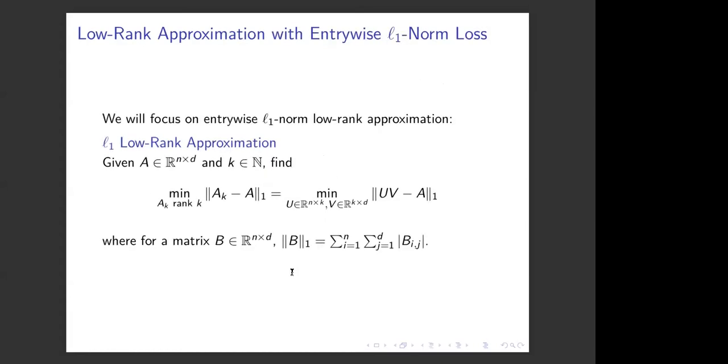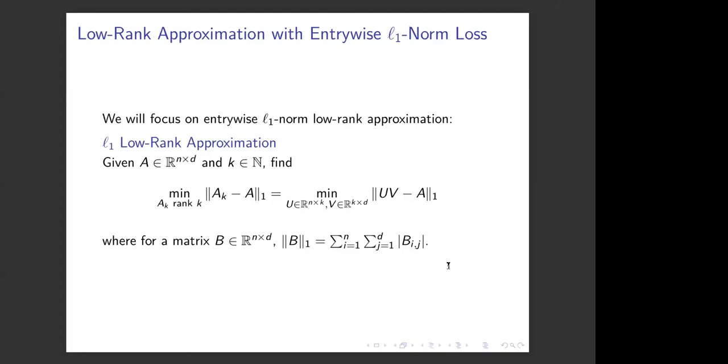But we'll instead be focusing on a different version of the problem. So again, we have a matrix A, and we want to find a good rank k matrix A sub k, which is close to A. But this time, the definition of close we'll be using is the entry-wise L1 norm. So the L1 norm of a matrix is the sum of the absolute values of the entries of that matrix.